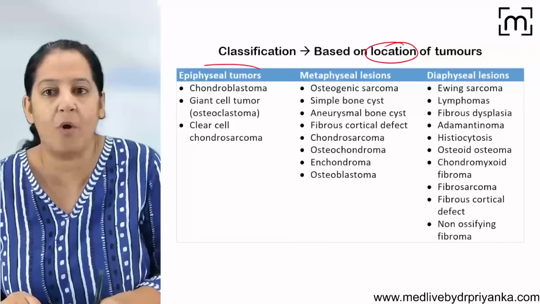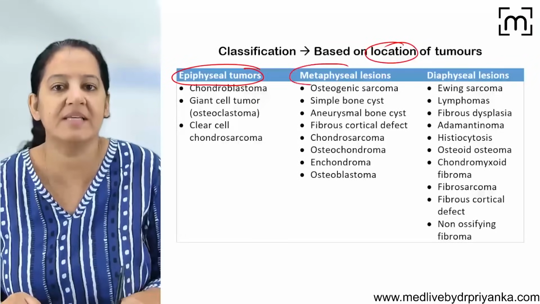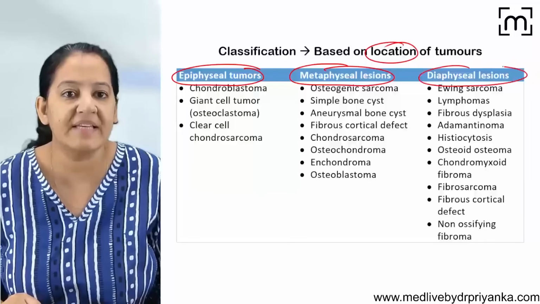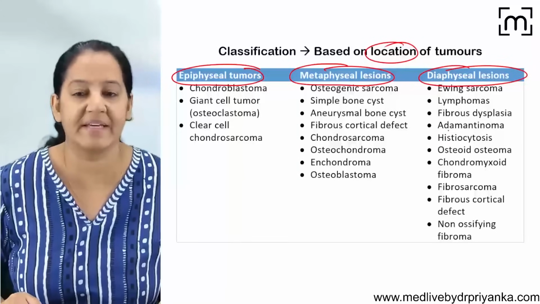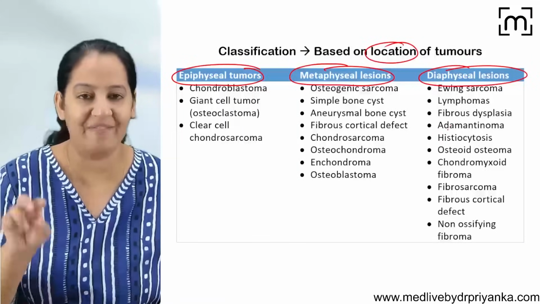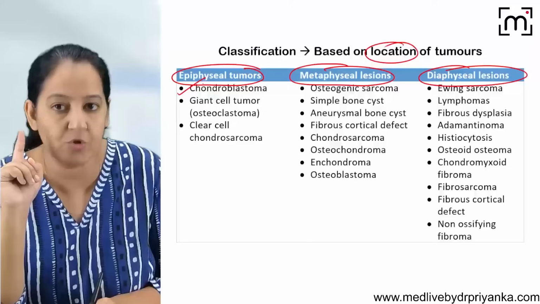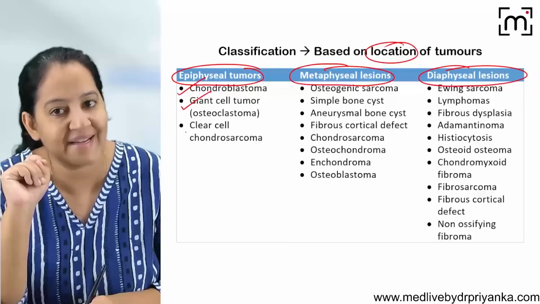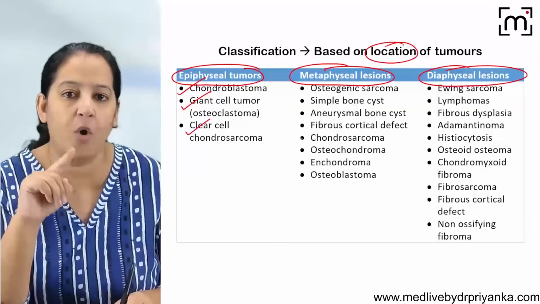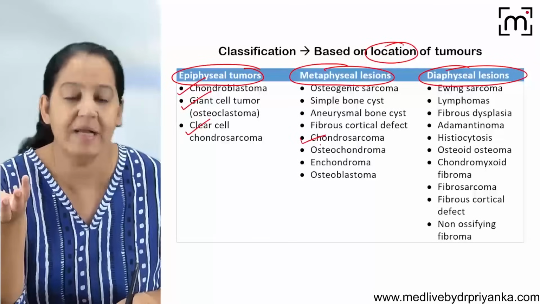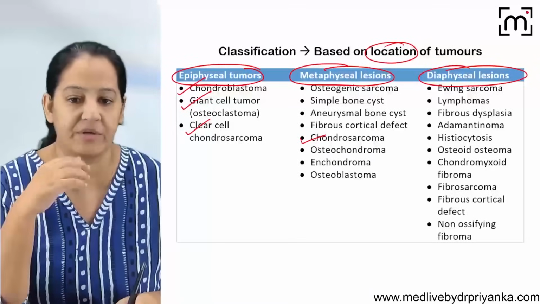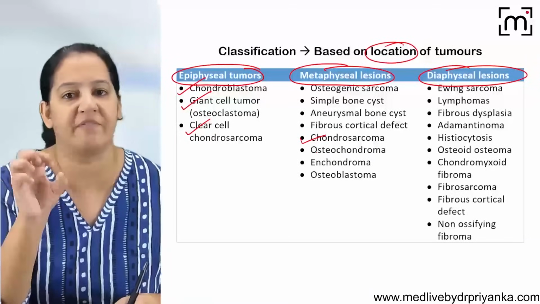You can see these are all epiphyseal tumors, these are metaphyseal tumors, and these are diaphyseal tumors. Among the epiphyseal tumors, we have only 3 tumors here. Which 3 tumors? Chondroblastoma, giant cell tumor, and clear cell chondrosarcoma. All chondrosarcomas apart from clear cell are metaphyseal in origin. Only clear cell chondrosarcoma is epiphyseal in origin.